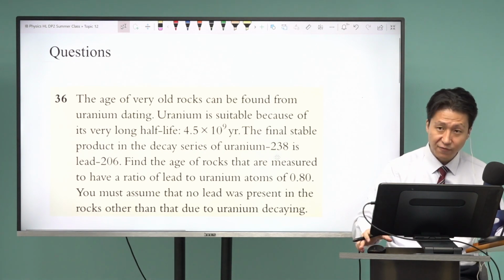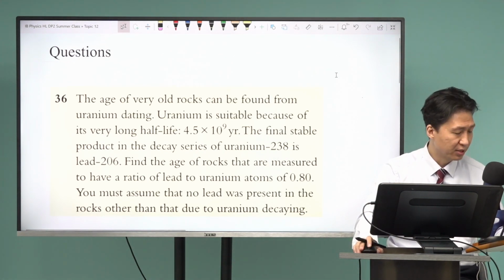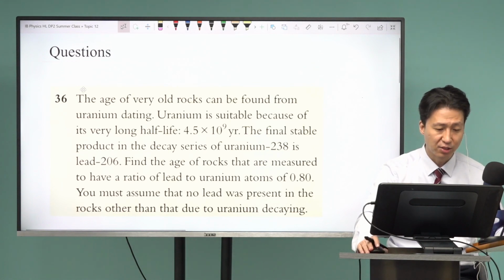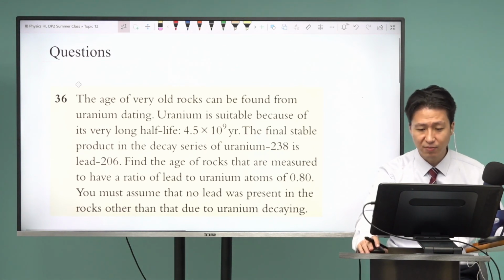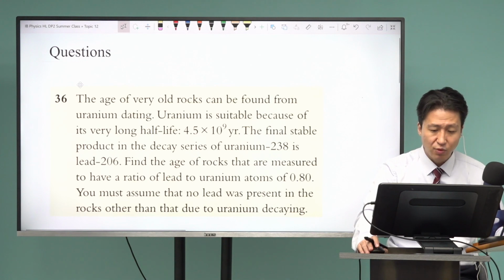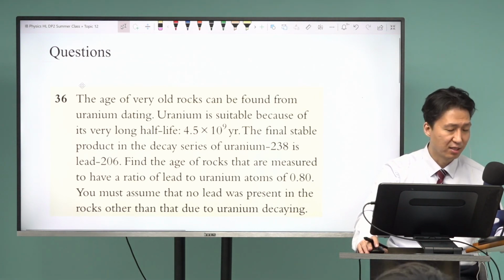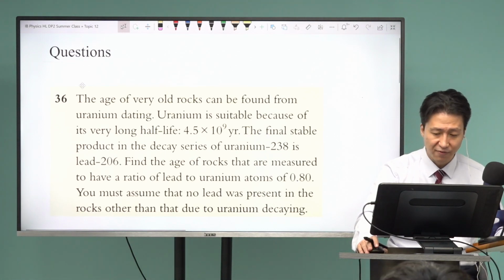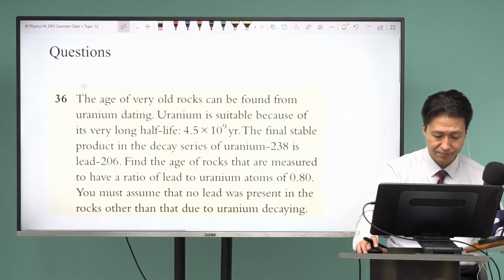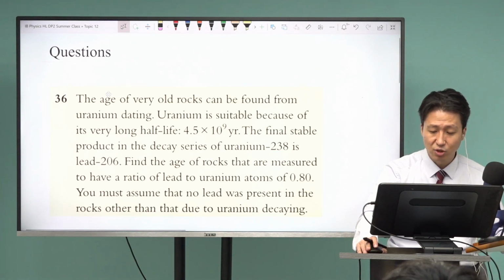So the first question that was brought up was this one from the end of section questions. It says the age of very old rocks can be found from uranium dating. Uranium is suitable because of the very long half-life of 4.5 times 10 to the 9th years. The final stable product in the decay series of uranium-238 is lead-206. Find the age of rocks that are measured to have a ratio of lead to uranium atoms of 0.8. You must assume that no lead was present in the rocks other than that due to uranium decaying.